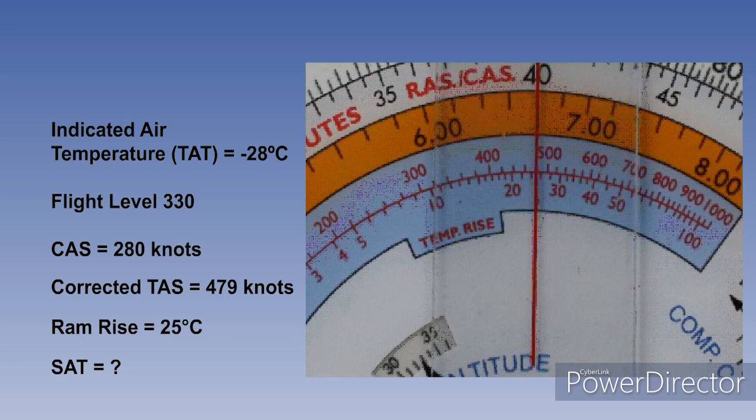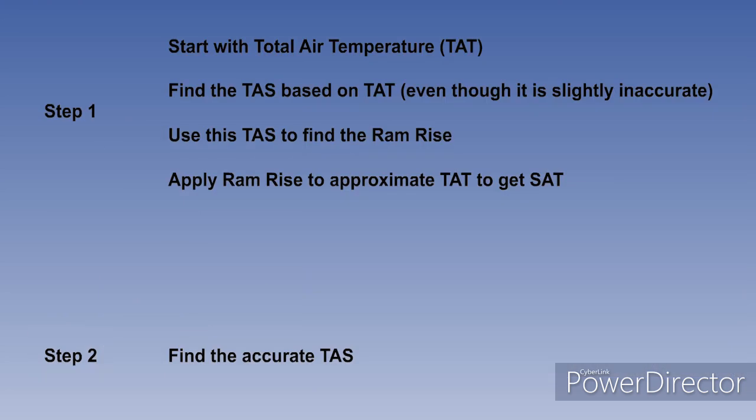So if the TAT was minus 28 degrees Celsius, what is the SAT? The SAT is minus 53 degrees Celsius. We now have a static air temperature to enter with, so step 2 is simply finding TAS in the normal way and applying compressibility correction if required.